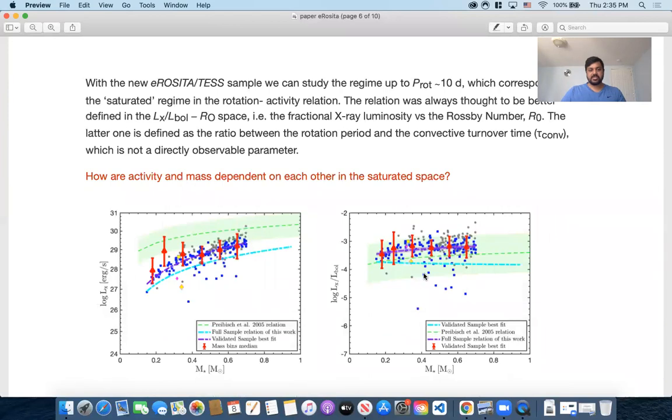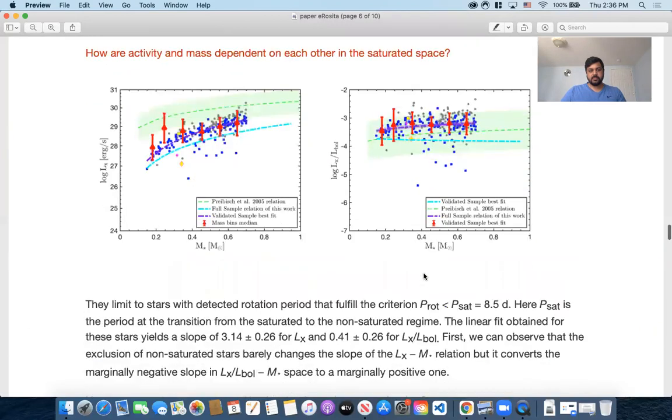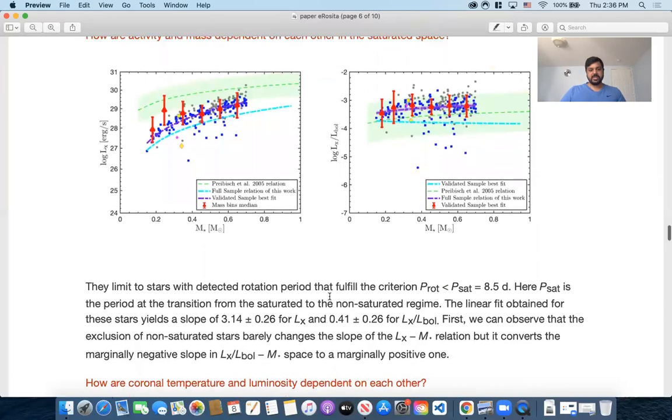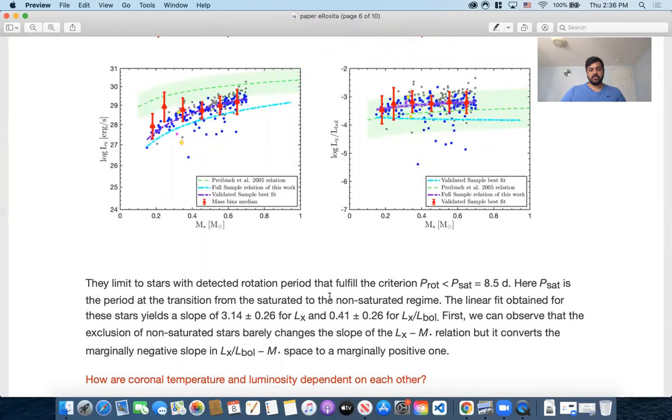How are activity and mass dependent on each other in the saturated space? If we limit stars to only rotation period less than 8.5 days, this is what the mass versus luminosity looks like. You see that there's not much change in the slope for the luminosity versus mass relation, but there is a small conversion from a marginally negative slope to a marginally positive slope in the LX elbow versus mass space.